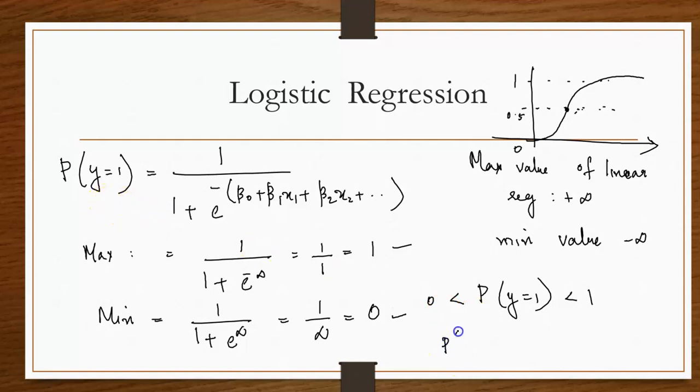How will you find the probability of an observation belonging to class 0? That is given by 1 minus the probability of the observation being in class 1, because the total probability is 1. Using the value we get, we can check whether our observation belongs to class 1 or class 0. So these are the basics of logistic regression.